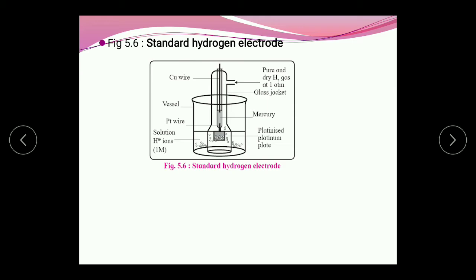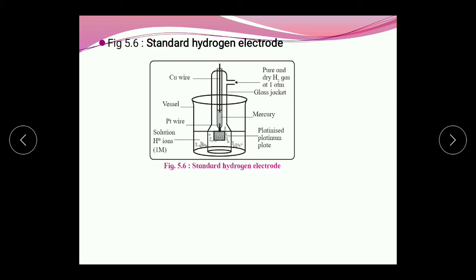Otherwise, we prepare a single electrode by dipping the metal strip in the solution of its own ions. Here, we are going to dip a platinum plate adsorbed with hydrogen in the solution of H+ ions. Basically, the concept is the same, but for the adjustment, we are using a platinum plate as hydrogen is in gaseous state at normal temperature. So, we have used a platinized platinum plate.